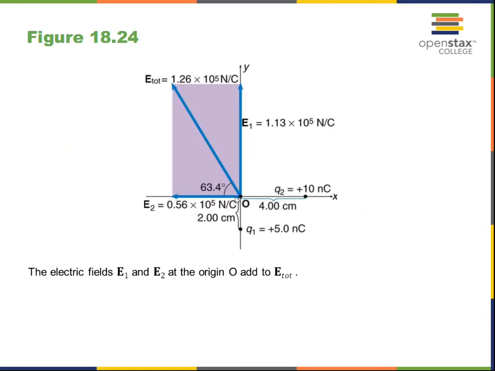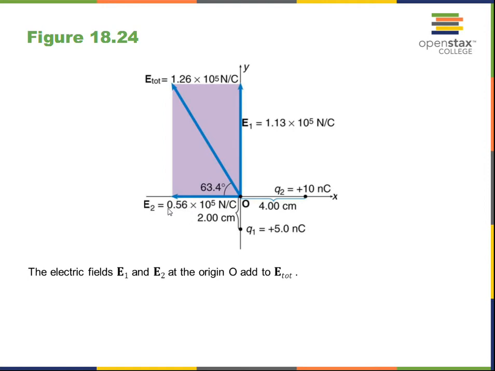We will have the opportunity to use sine and cosine with electric field. The electric field is not always going to be strictly on the y-axis or x-axis. So working out problems, occasionally we will need to find the components of the electric field. So here's an electric field, 1.26 times 10 to the 5th newtons per coulomb. 63.4 degrees is given here. And we'd use cosine to find the x component of the electric field.